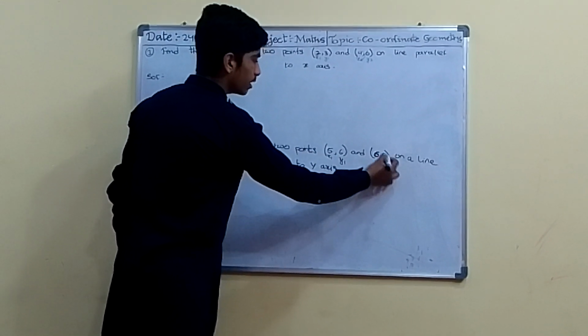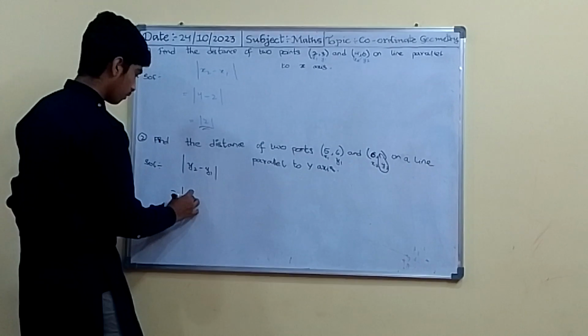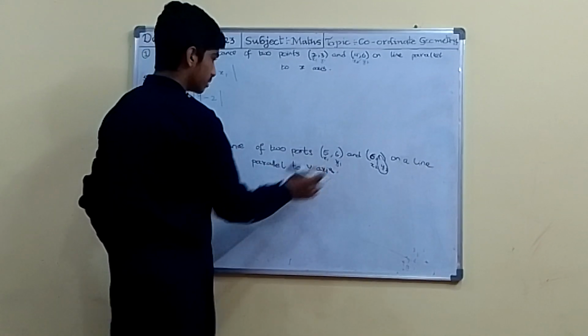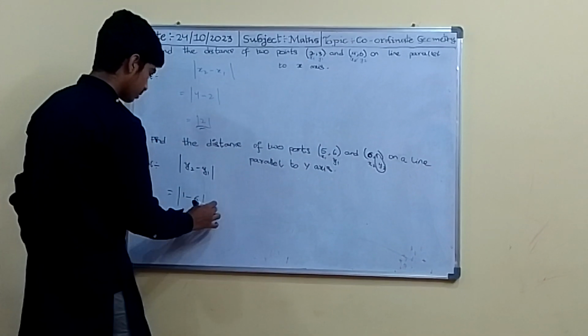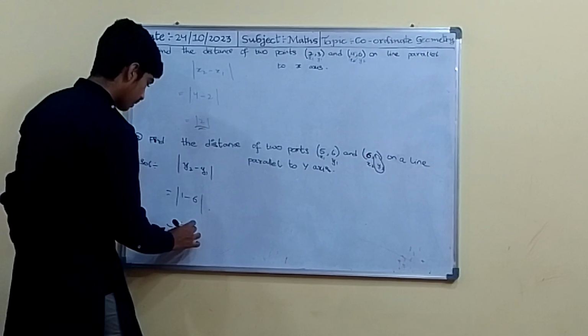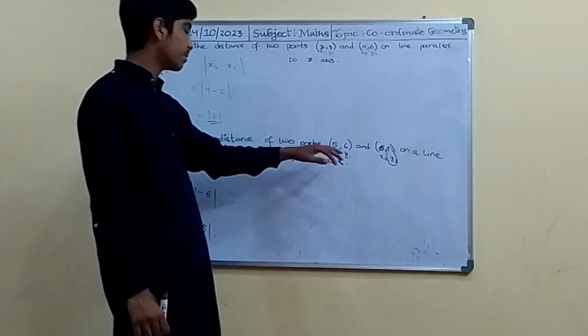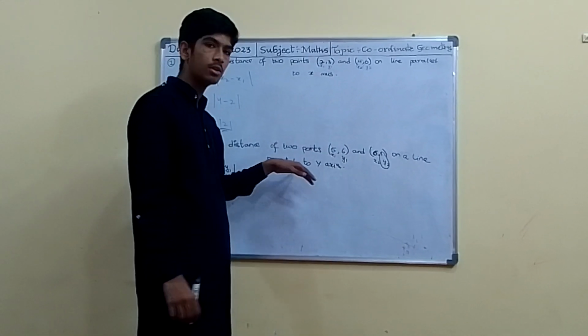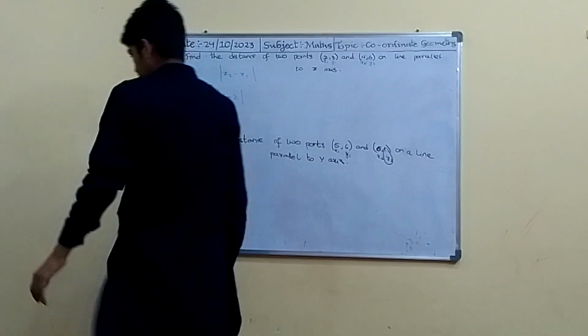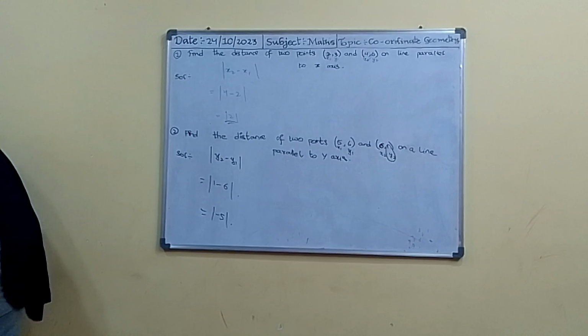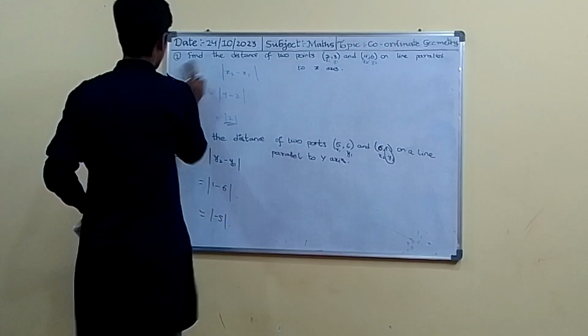What is the y2 value? 1. 1 minus, what is the y1 value? 6. What is 1 minus 6? Minus 5. So the distance between 2 points 5, 6 and 6, 1 on a line parallel to the y-axis is minus 5. Now I will explain the next question.